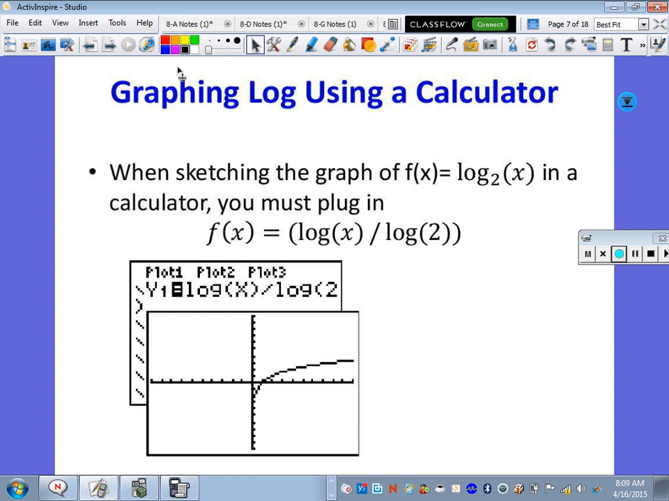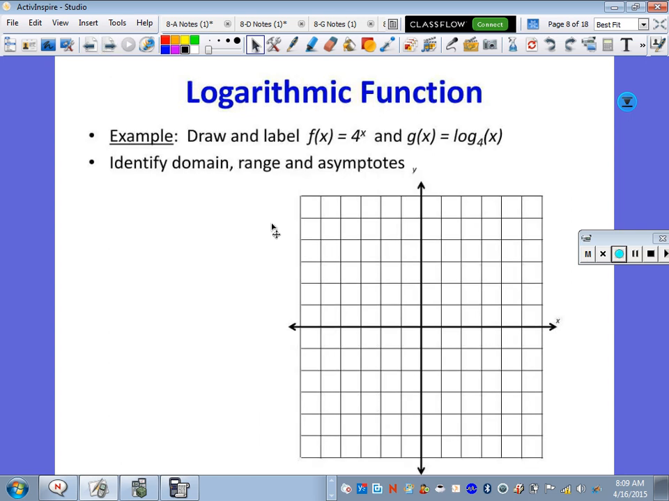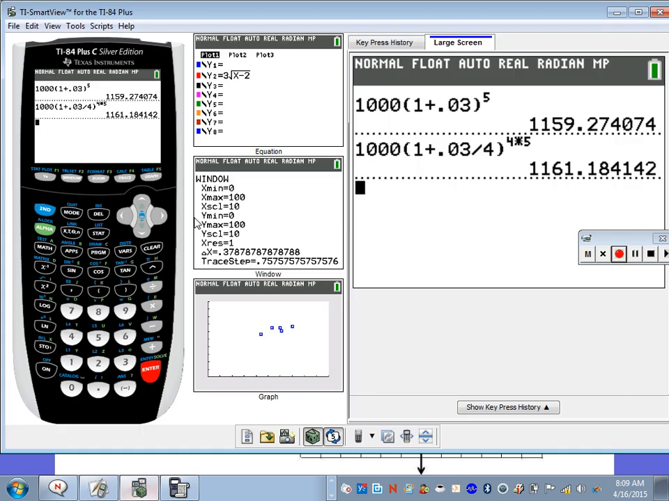Okay, so we'll do a couple so you can see that. Okay, so like this one, the way I would plug this in the calculator is I'm going to do log of x over log of 4. So I'm going to use the TI for that because it just looks so much better when you do it.